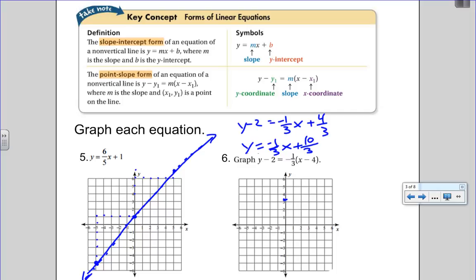That is 10/3, and I go run 3, 1, 2, 3, down 1. So that's it. 1, 2, 3, down 1. And I can make my line from those points. It only takes 2 points, as you know. 2 points form a specific line. But 3 points helps me graph it a little easier because I don't have a straight edge on the board.